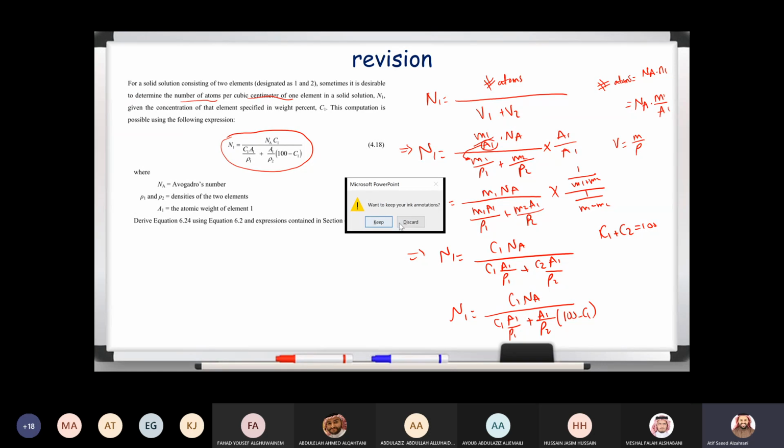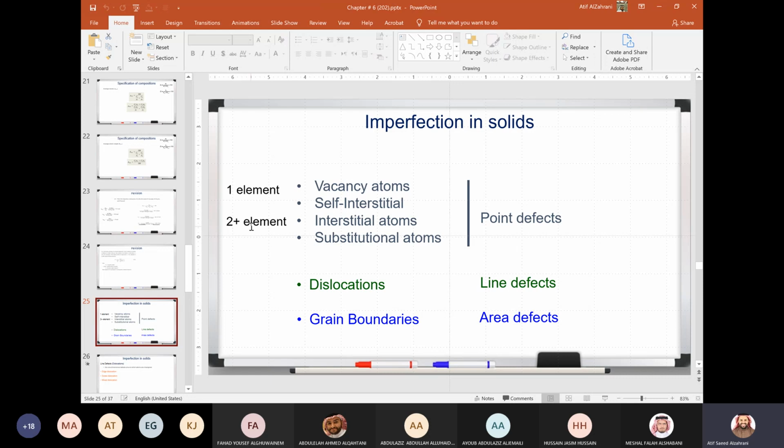Any questions, guys? So far we are basically done with the point defects. We have talked about the vacancy atoms, self-interstitial, interstitial atom, and substitutional atoms, and the specification of compositions. Next class, inshallah, we're going to conclude chapter 6 by talking about the line defects and the area defects, inshallah ta'ala.